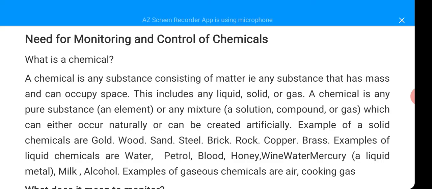What is a chemical? A chemical is any substance consisting of matter, that is, any substance that has mass and can occupy space. This includes any liquid, solid, or gas. A chemical is any pure substance, that is an element, or any mixture, a solution, compound, or gas, which can either occur naturally or can be created artificially.